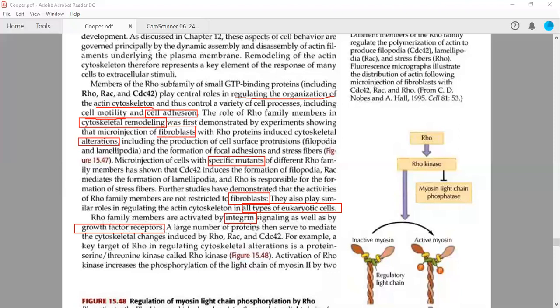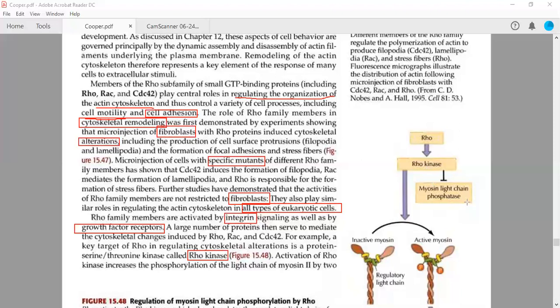A large number of proteins mediate the cytoskeletal changes induced by Rho, RAC, and CDC42. For example, a key target of Rho is a cytoskeletal regulating protein and kinases called Rho kinases. So now you can see how the regulation is being done. There is a Rho protein. This Rho is controlling the Rho kinase. Rho kinase is inhibiting the myosin light chain phosphatase.